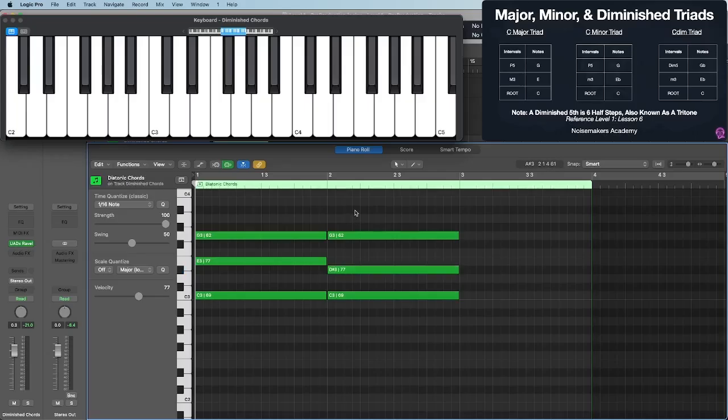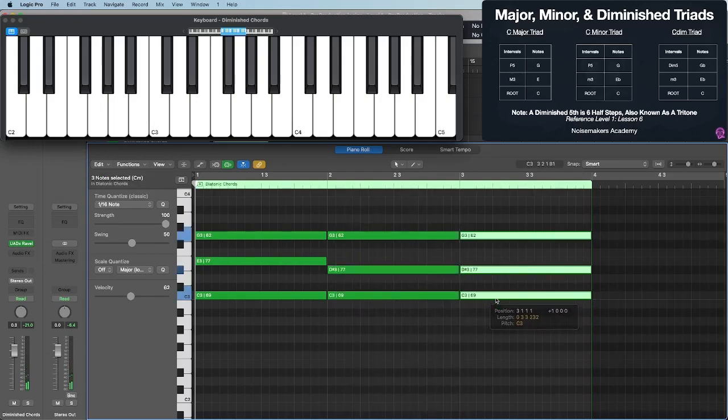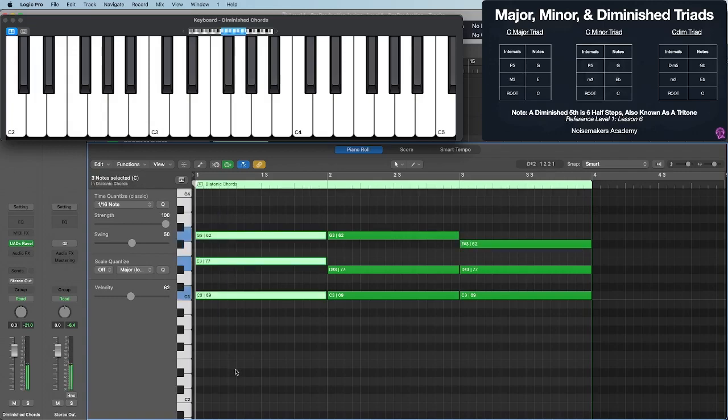Okay, so that being said, if we do the same exact thing, we just drag it over, the main difference right now is that the perfect fifth is going to actually come down by a half step, right? So here's how all of these sound together.